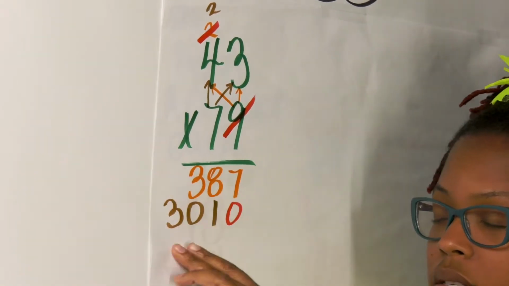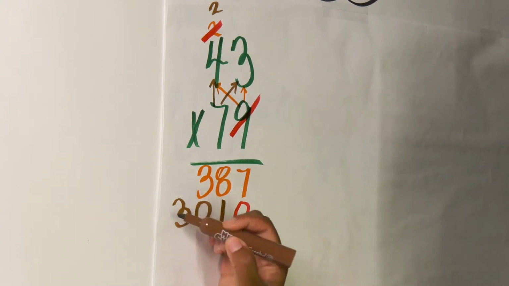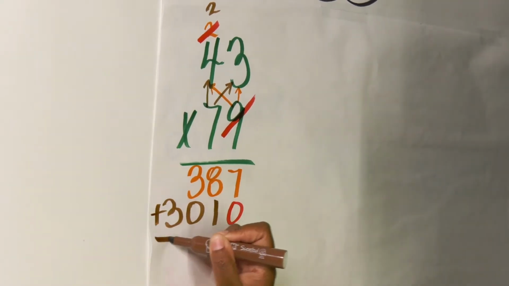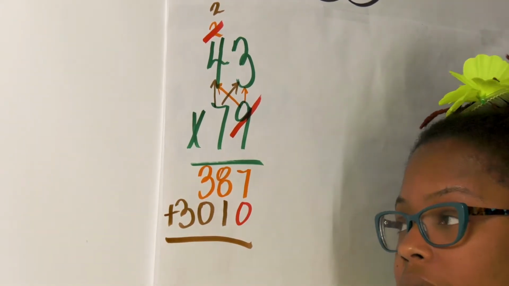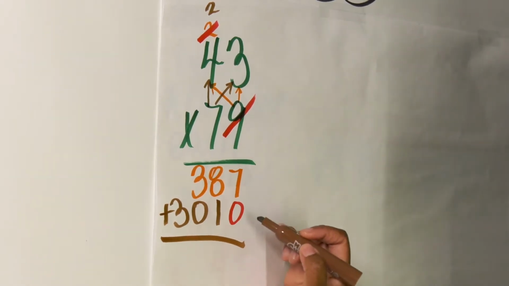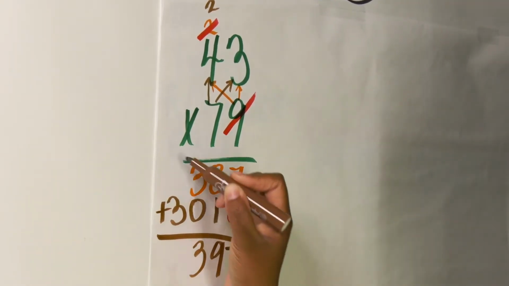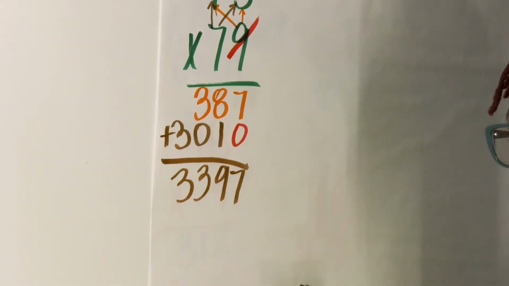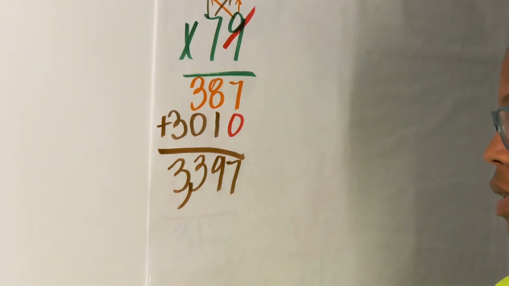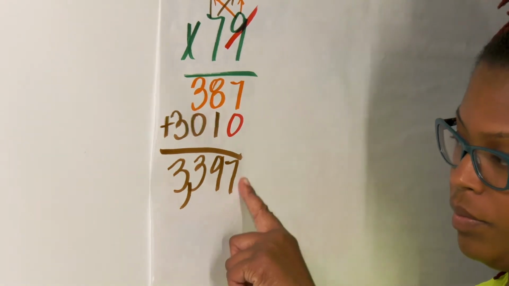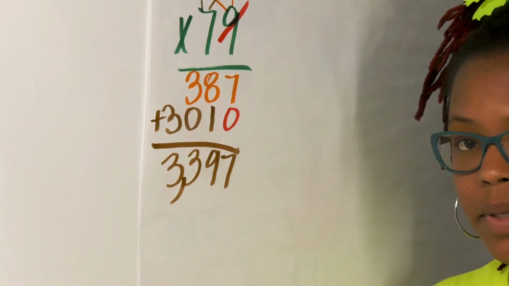Then with these two sets of numbers, we're going to add them, not multiply, add them. So 7 plus 0 is 7, 8 plus 1 is 9, 3 plus 0 is 3, and nothing plus 3 is 3. Don't forget your comma, 3 digits after you place your comma.